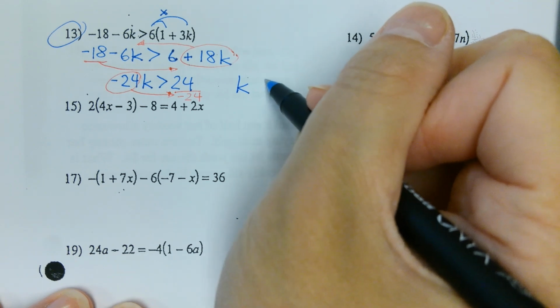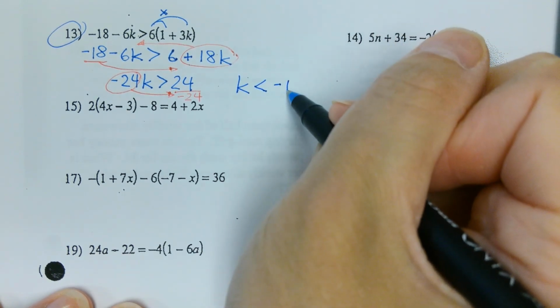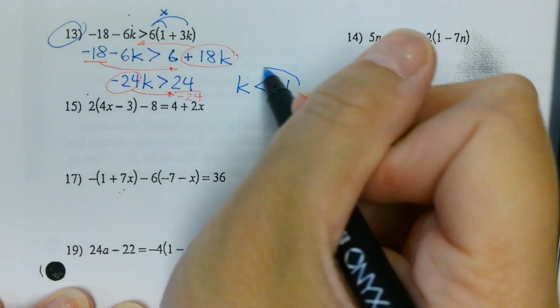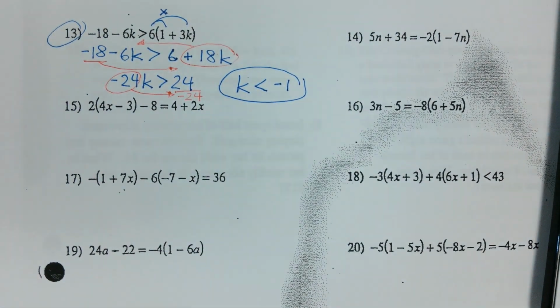Or no, let's change it. Why do you have to change it again? Because it's negative. So every time you divide by a negative sign, you have to change the sign. That's so hard to do.